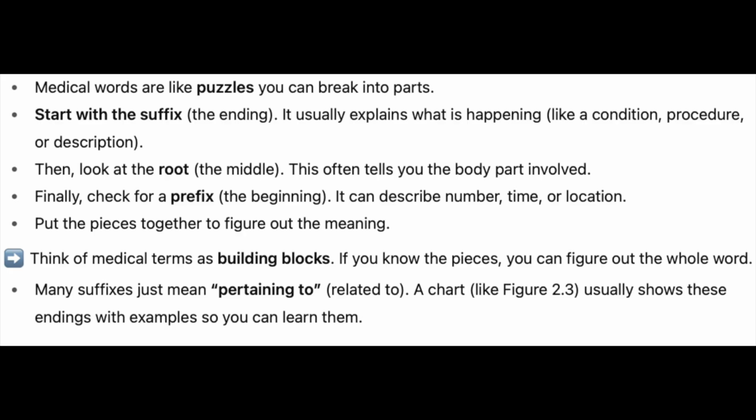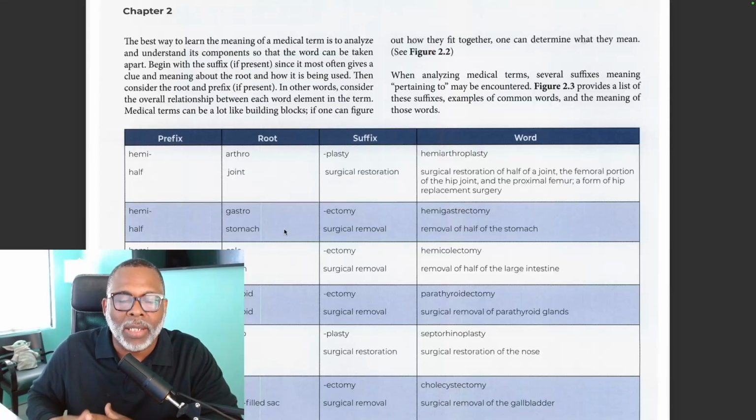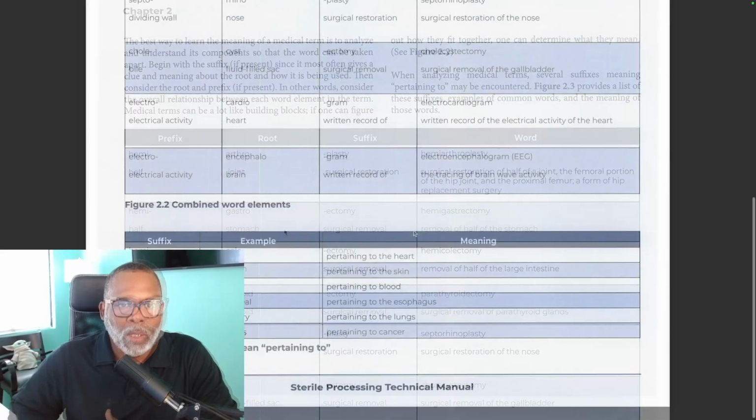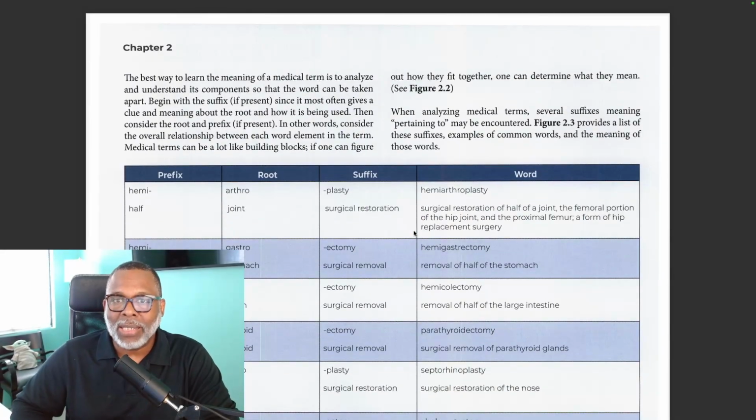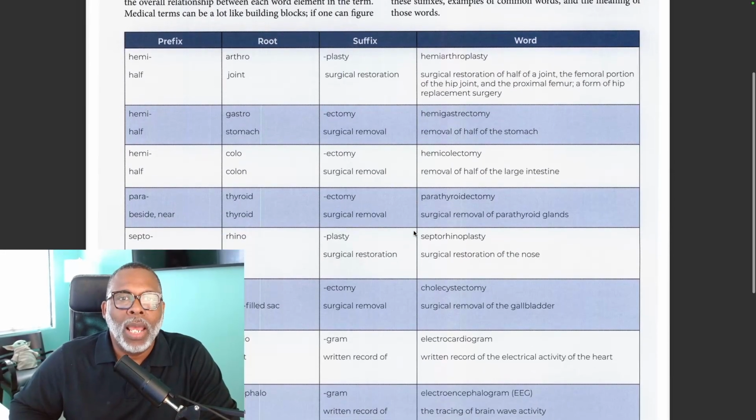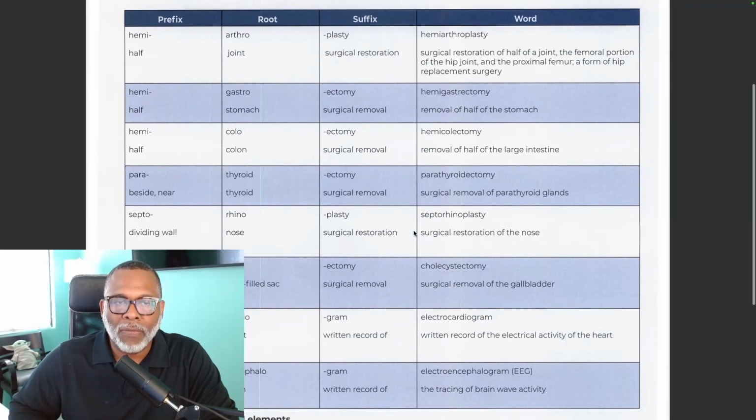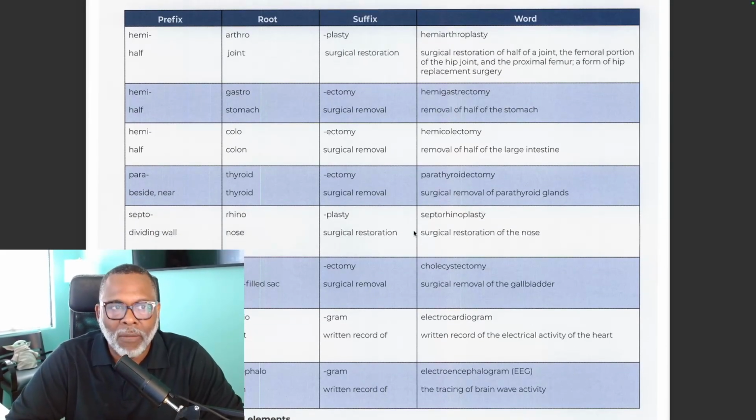You want to think of medical terms as building blocks. If you know the pieces, you can figure out the whole word. It takes a bit of practice. You really want to try to take the word apart. We are on page 16 of chapter 2, and here we have a few prefixes, roots, and suffixes.